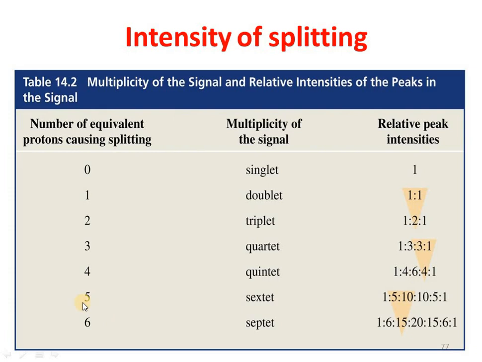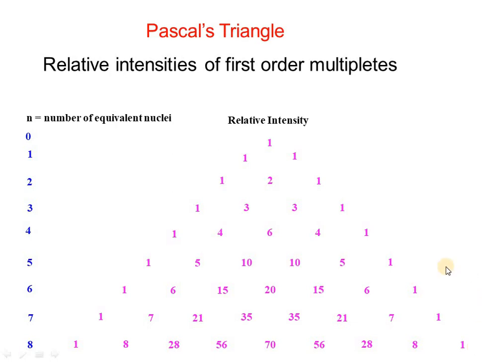Now if there are 5 neighboring protons, then 5 plus 1, 6, sextet signal, and the ratio will be this. If there are 6 neighboring protons, then septet, 6 plus 1, 7, 7 is septet, and then the ratio will be this. This can be easily explained by this Pascal's triangle, in which we can find out the relative intensities of the peaks of a signal. If 1, 1:1 ratio, if 2, 1:2:1 ratio, if 3, then 1:3:3:1 ratio.